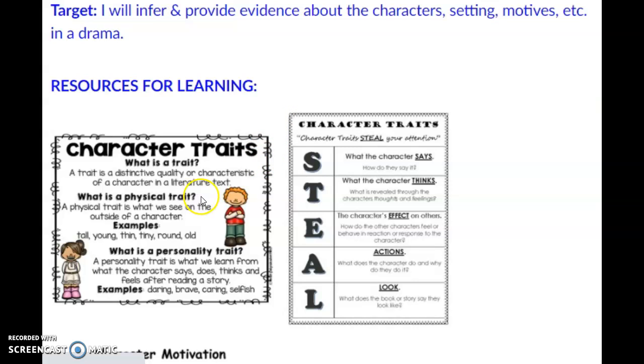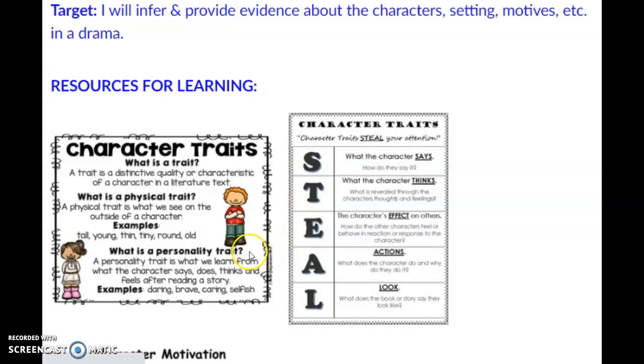Characters have physical traits sometimes. A physical trait is what we see on the outside of a character. For example, it could be that we see with our eyes that the character is tall, young, thin, tiny, round, old, blue eyes, brown eyes, black hair. You can physically see what they look like. Those are the traits, how you can recognize them.